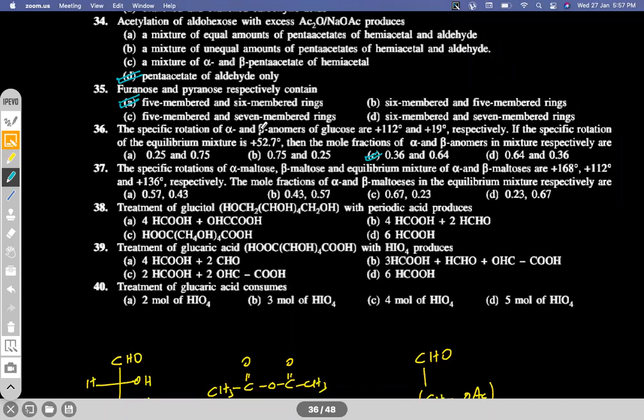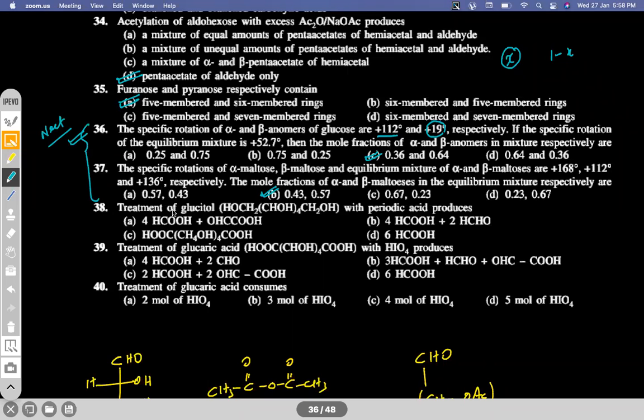Okay. Mole fraction is asked. You see, specific rotation of alpha and beta anomers is given, and the equilibrium one as well. So one you assume is X, so the other one would be 1 minus X mole fraction. So X into its specific rotation, 112, plus 1 minus X into its specific rotation, 19, equals the equilibrium one. Answer is option C in this one. Similarly, 37 also, or what? It's exactly the same, no? 37, what is the answer? B you are getting? Yes. If you want me to do it, just let me know. Okay, both questions are exactly the same. And these kinds of questions nowadays they are asking in NEET also.